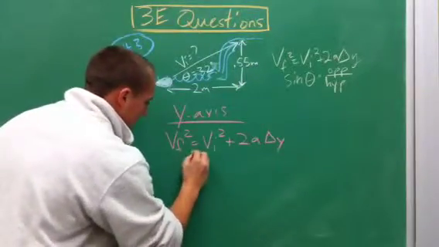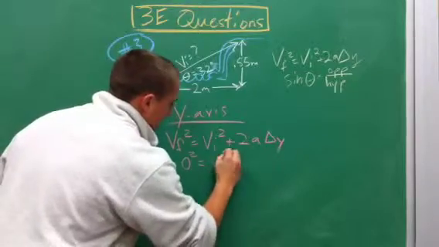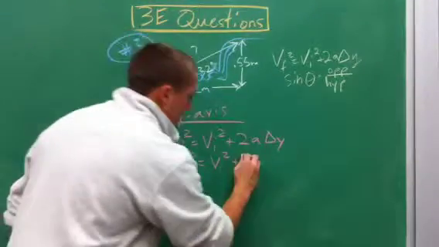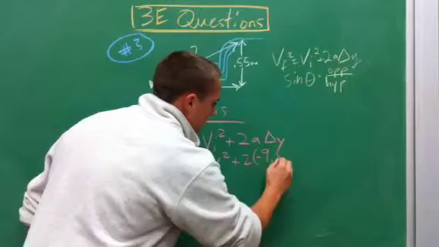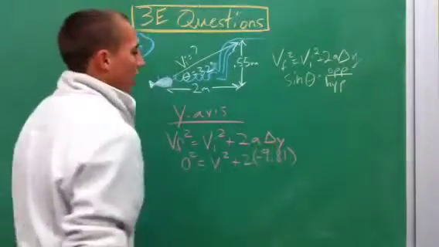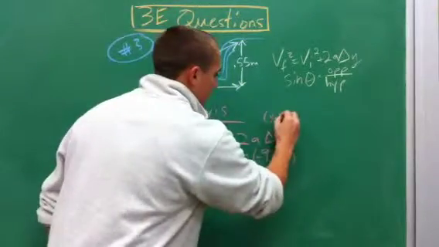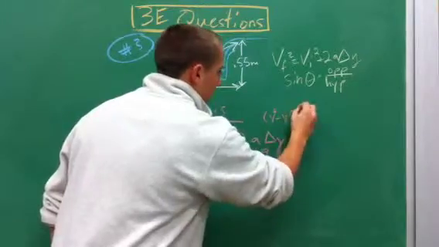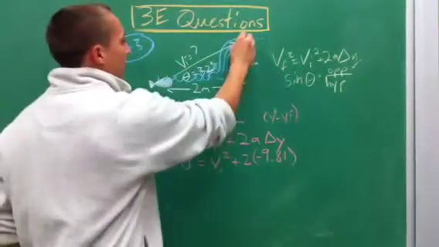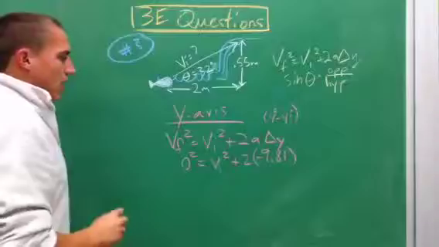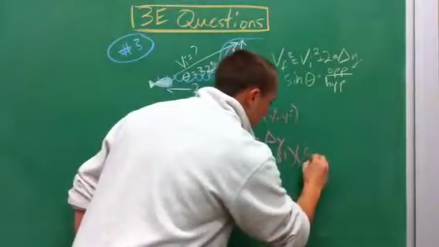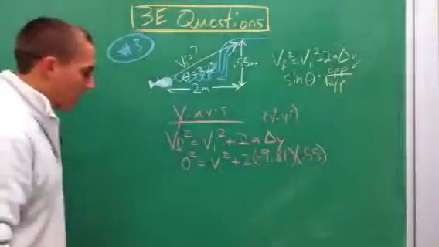His final velocity would be 0. Vi is what we're solving for. A is gravity. Change in y is y final minus y initial. And since his final is 0.55, his initial is 0. That would just be 0.55 positive. Plug that into the calculator.